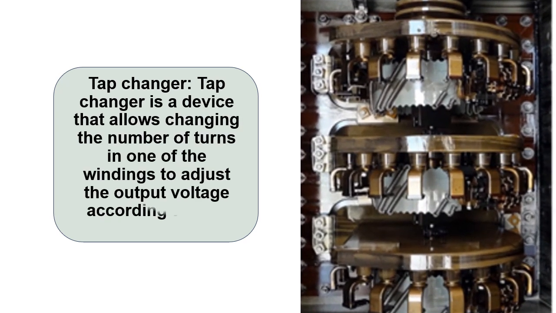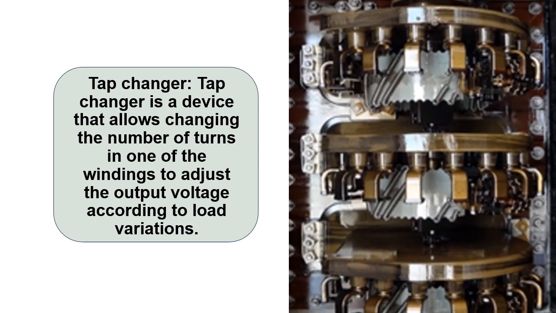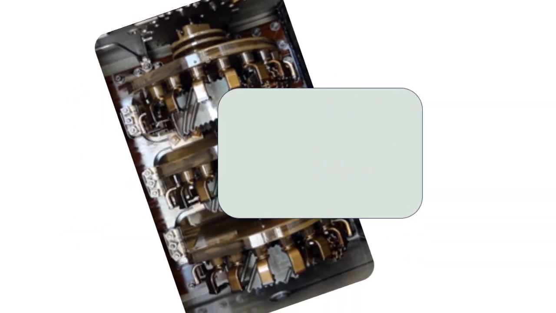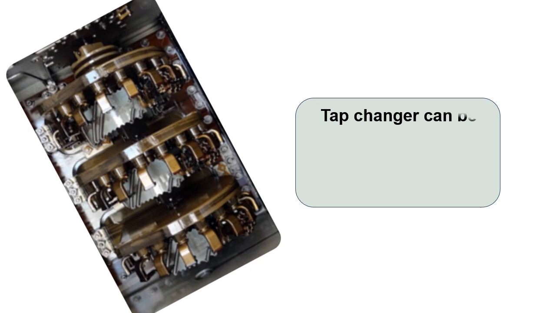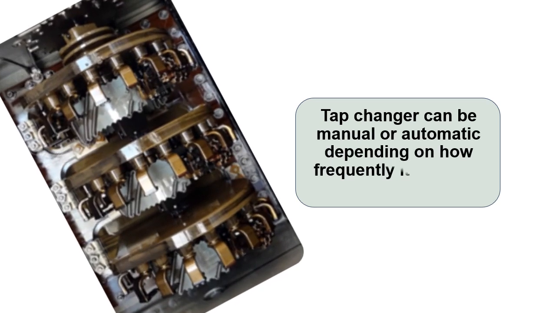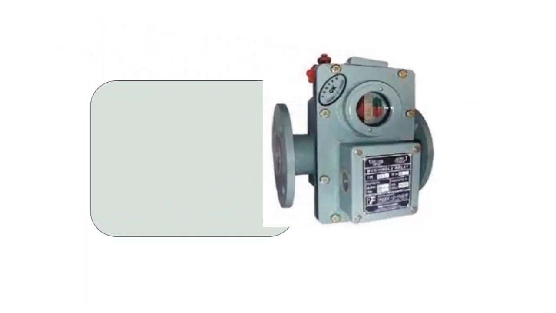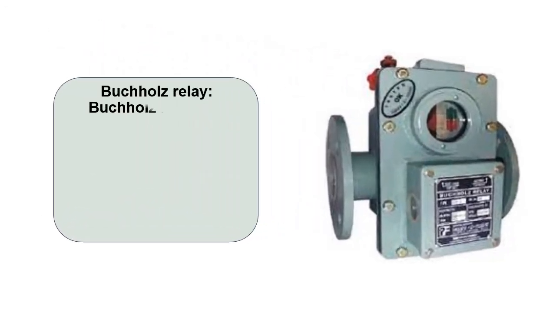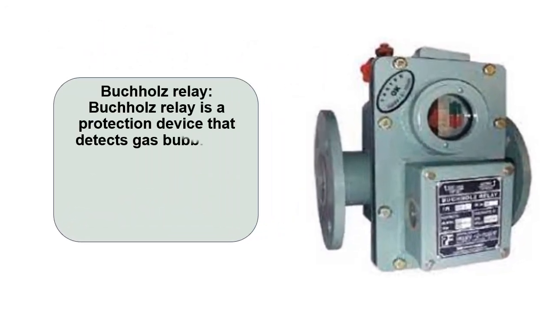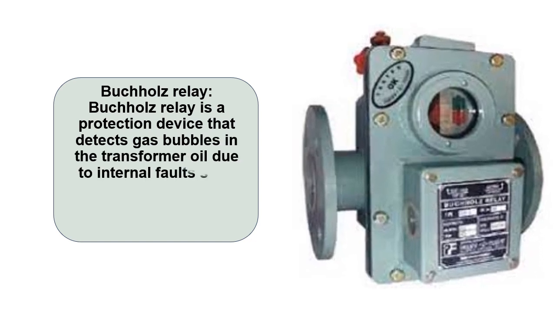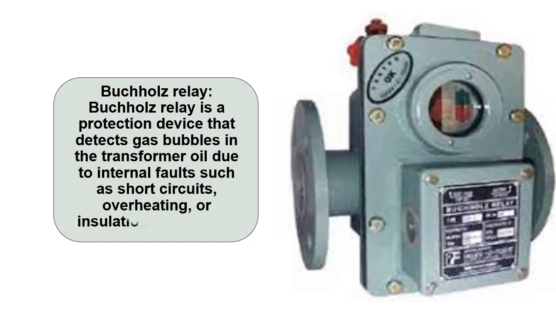Buchholz relay. Buchholz relay is a protection device that detects gas bubbles in the transformer oil due to internal faults such as short circuits, overheating, or insulation breakdown. Buchholz relay triggers an alarm or trips the circuit breaker when it senses a gas accumulation above a certain level.